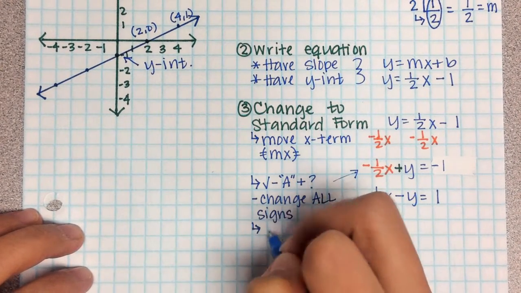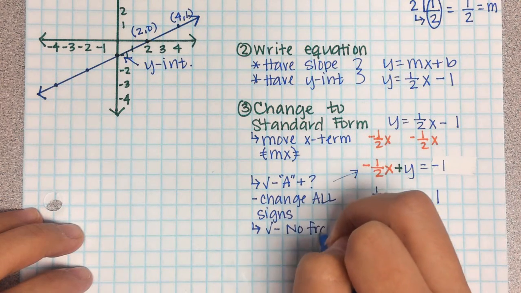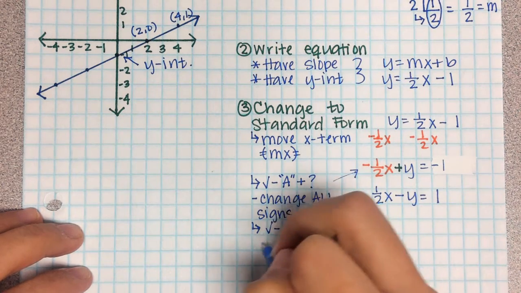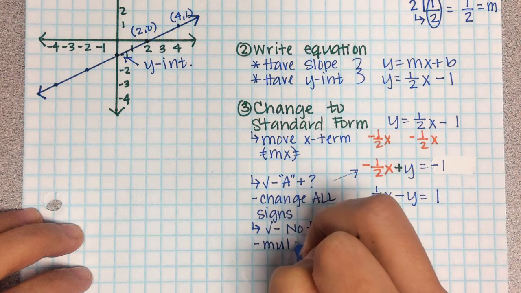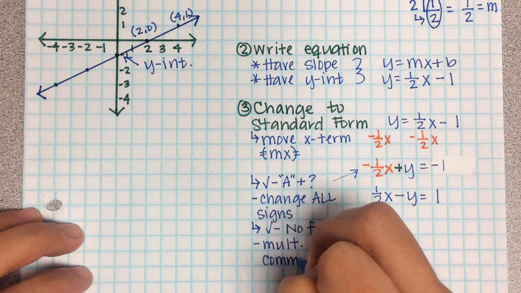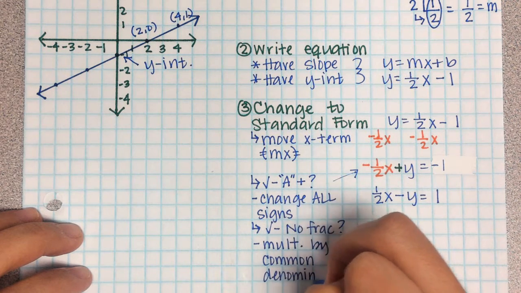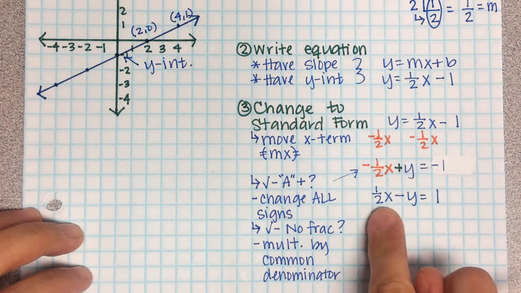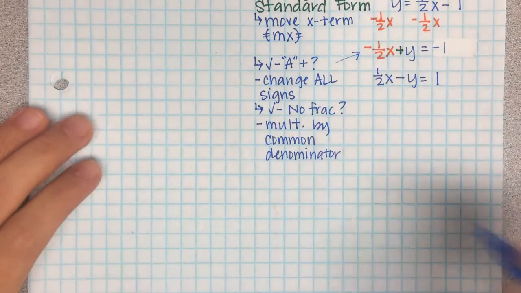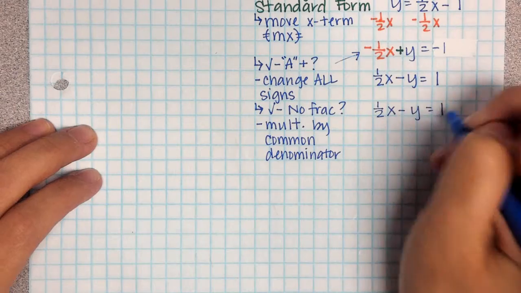And lastly, I check. Are there no fractions? But there is a fraction, so I need to multiply by the common denominator. In this case, there's only one denominator, and that's 2. So I multiply everything by 2. And I'm going to rewrite it just so you see what I mean. Everything multiplied by 2.